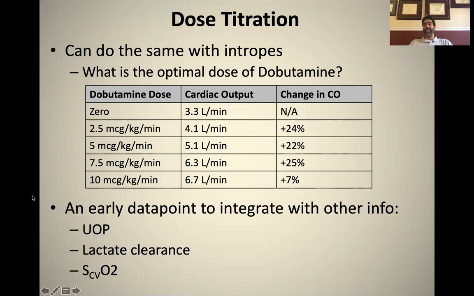And of course, this is not the only thing you're looking at. You're using this as sort of an early data point, and you're going to integrate with other things like urine output and lactate clearance and SCVO2 and all those other things. Okay, but you will sort of be able to determine the optimal dose of your dobutamine, for example, before your repeat SCVO2 or before your repeat lactate comes back. Okay, so this is sort of an early data point.